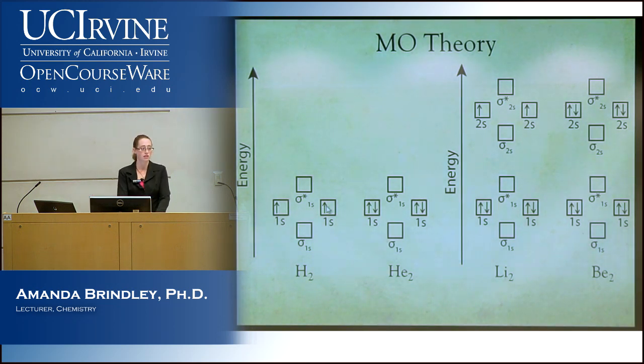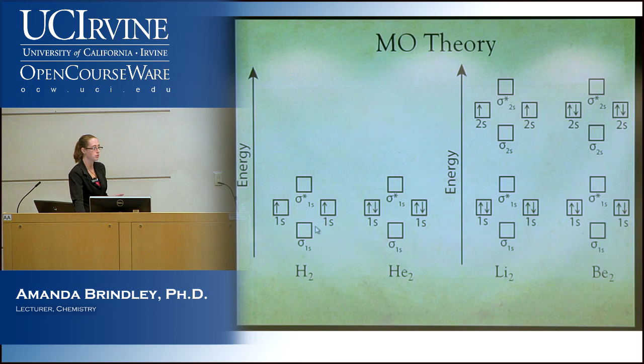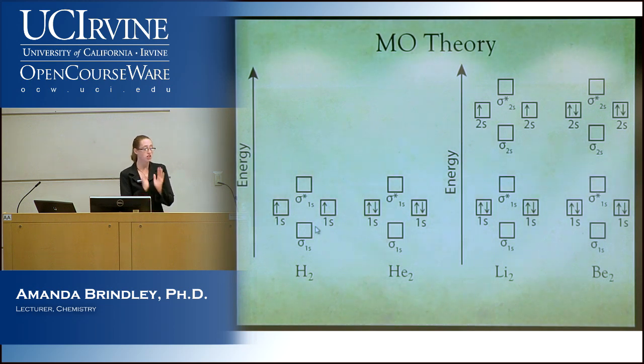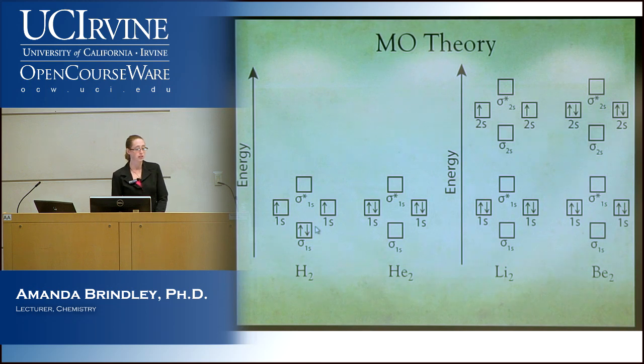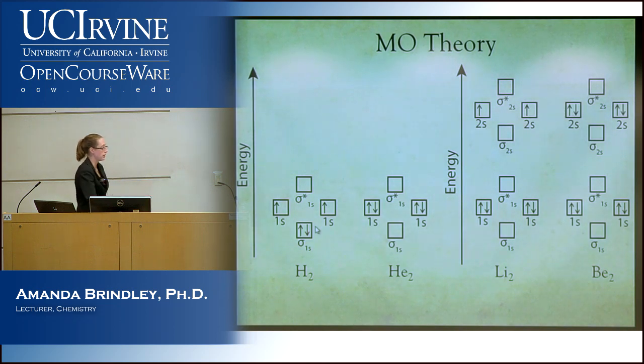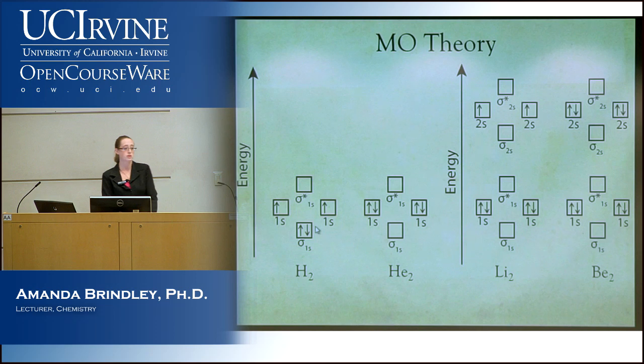Now, how many electrons do we have total in hydrogen? 2. So how many electrons do we fill into the MO diagram? 2. Where do you think we should put them? Low energy, high energy, 1 in each? Low energy, okay? So the same rules apply as when we were doing atomic orbital diagrams, where we start at the low energy and work our way up. So we put them both there. We also still do spin up, spin down, just like before. Each orbital can still only hold 2 electrons like before. So all those same sorts of rules apply.